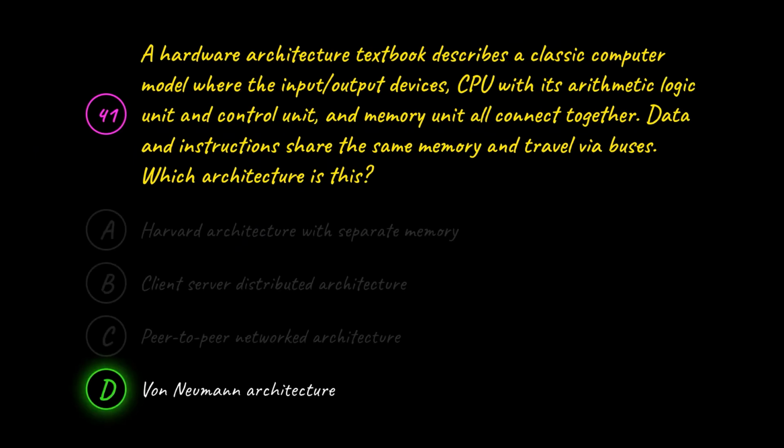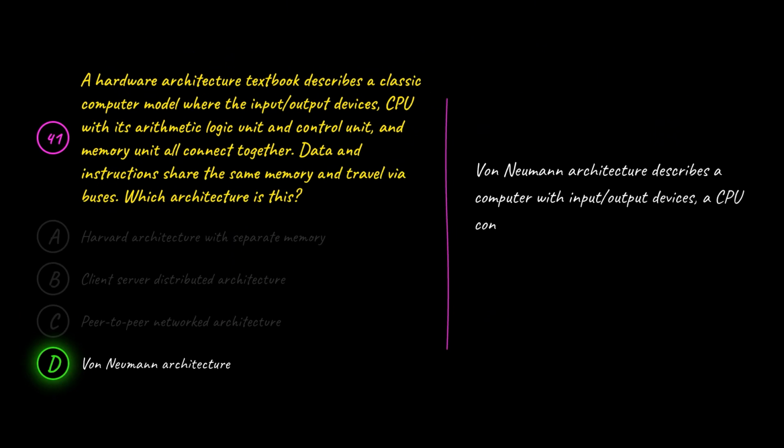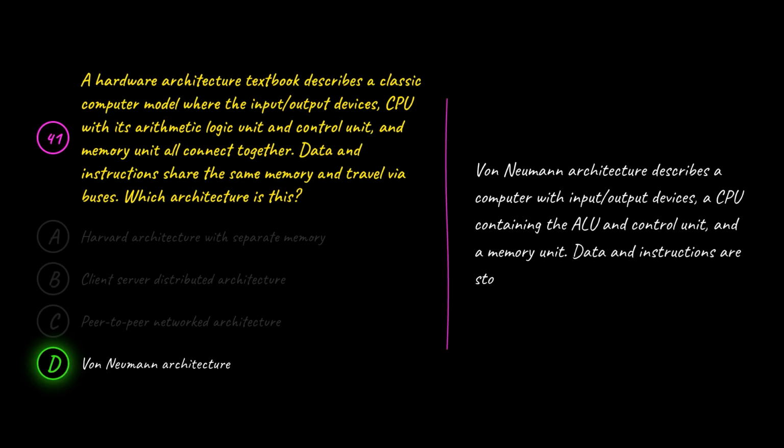The correct answer is D. Von Neumann architecture. D is correct because von Neumann architecture describes a computer with input-output devices, a CPU containing the ALU and control unit, and a memory unit. Data and instructions are stored in the same memory and accessed via buses.